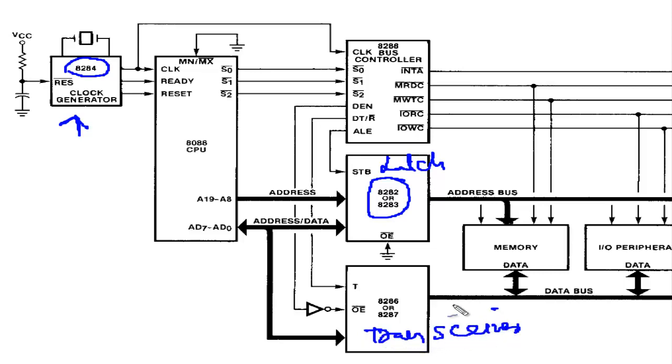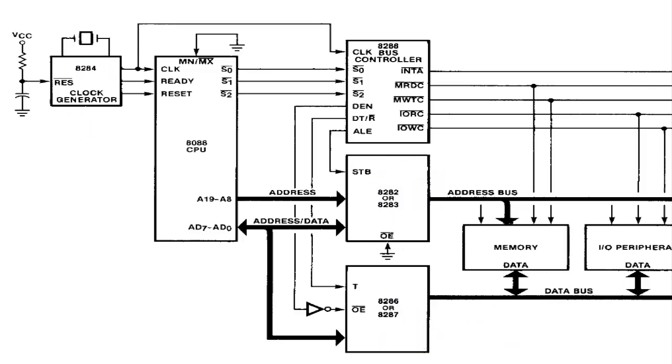So we have got 4 ICs attached to the microprocessor. One is 8284, which is the clock generator; 8288, that's a bus controller; 8282 or 83, that's a latch; and 8286, that's a transceiver. Now let's first talk about this latch. Why do we use a latch?